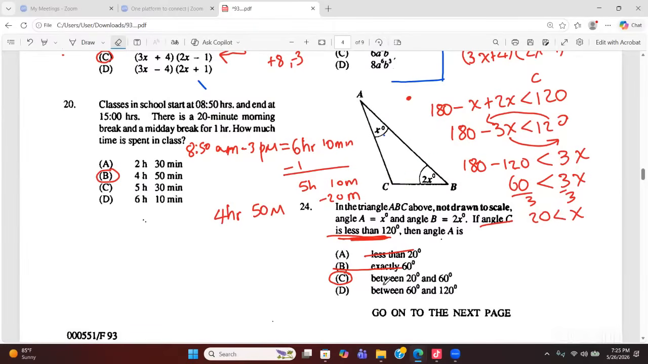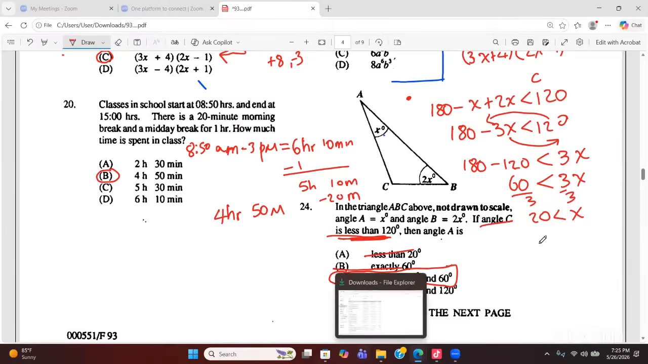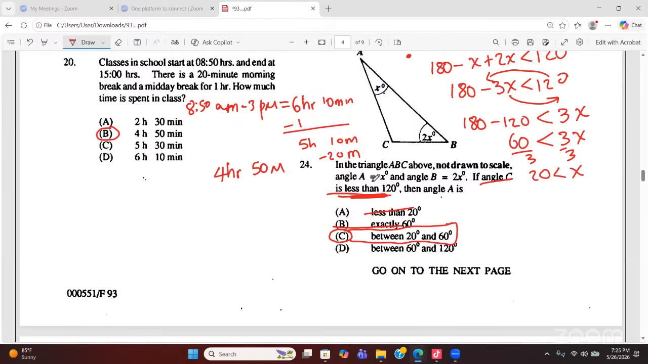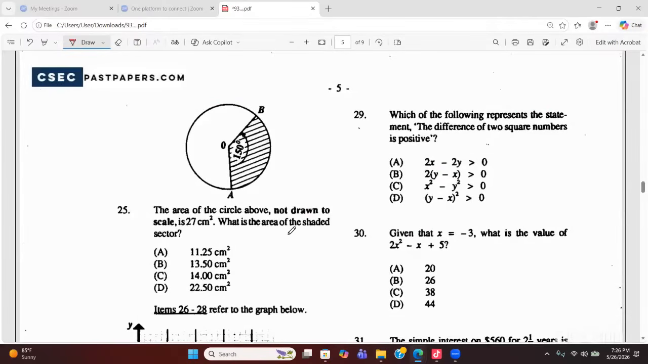Be careful. This is a boss question, and I believe these are the questions they're coming with. All right, let's keep it going. So I hope everybody gets the idea. It cannot be 60, cannot be more than 60, because you're thinking of 180 degrees adding up everything. So it has to be less than 60, and if more than 20, all of that could work. So you have to be careful with those questions. Let's keep it going. Number 25.